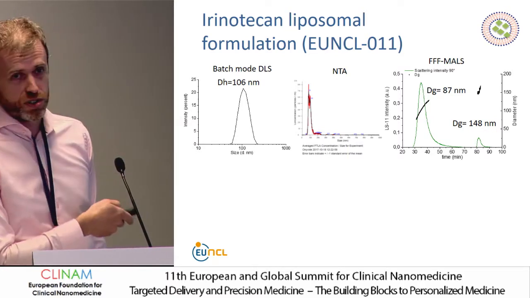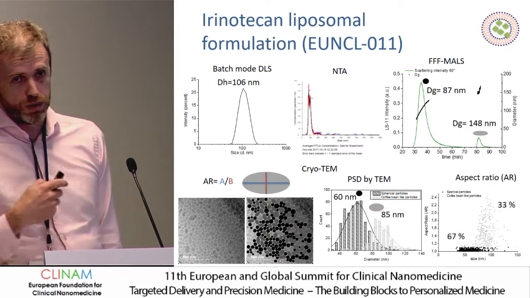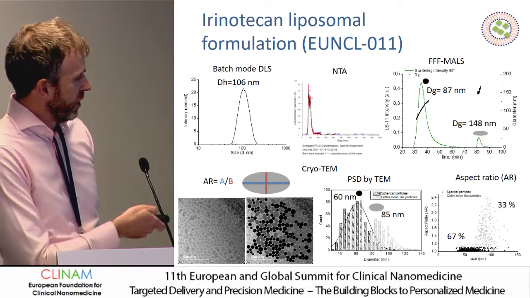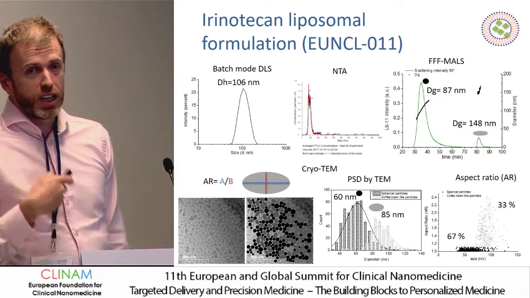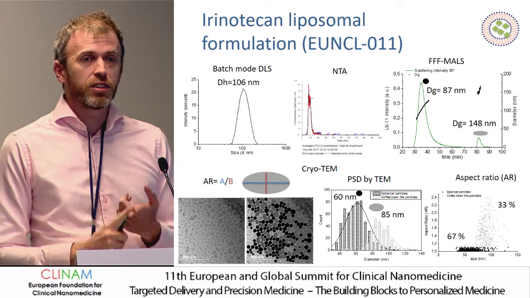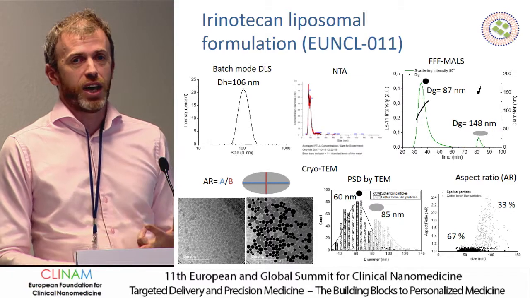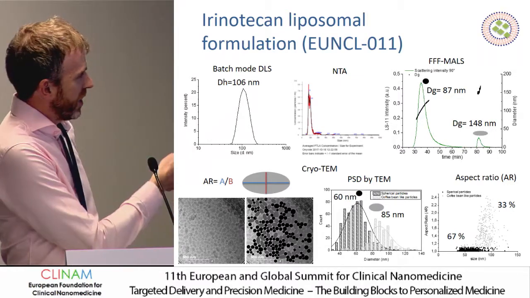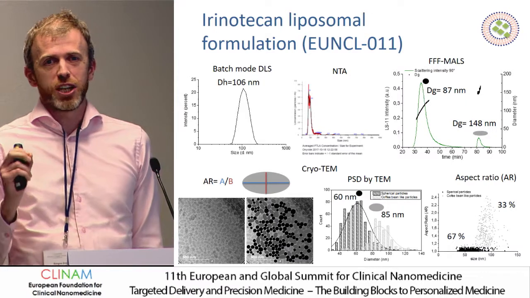So this warrants digging a bit more into detail and doing electron microscopy, and here it becomes really apparent that this is actually a mixture of two populations, where one is spherical and one is more coffee bean shaped. And please note that you would not be able to observe this in batch mode DLS.